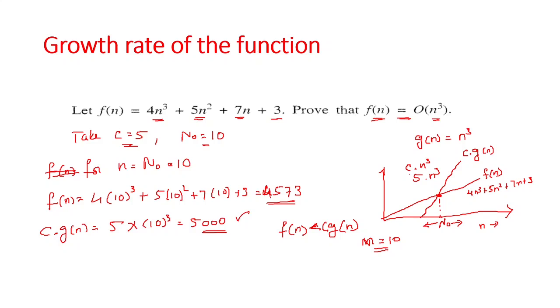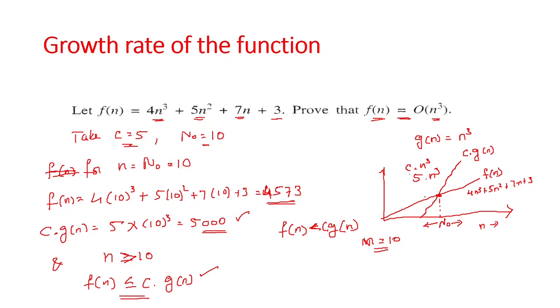Of course, 4573 is less than 5000, and for any value of n which is greater than 10, f of n will remain less than c into g of n, right? So this graph we have proved, and the condition is satisfied. So we can say that f of n here is big O of n cube.